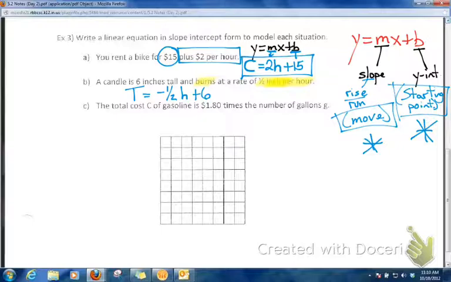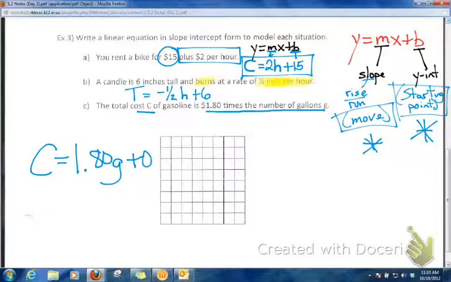Alright, and finally the total cost of gasoline is $1.80 times the number of gallons G. Well, again, that one's just going to be total cost equals $1.80 times the number of gallons. Where is our starting point in this problem? Well, it's starting at 0. If you don't buy any gallons of gasoline, you don't pay any money. So our starting point is actually 0. So our y-intercept is 0. And if you're buying gas, it's $1.80 times the number of gallons.